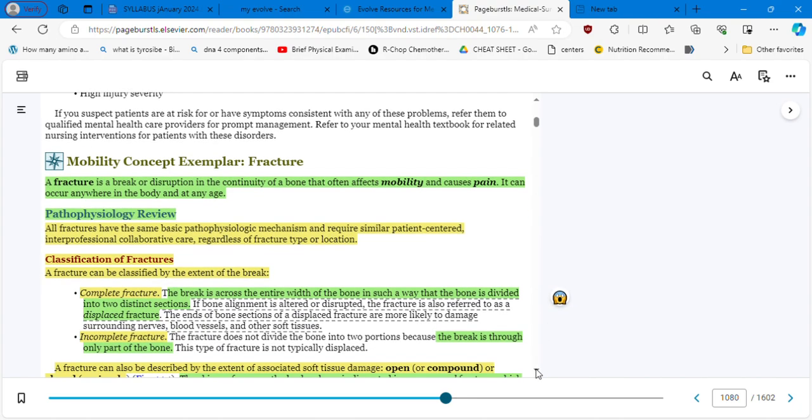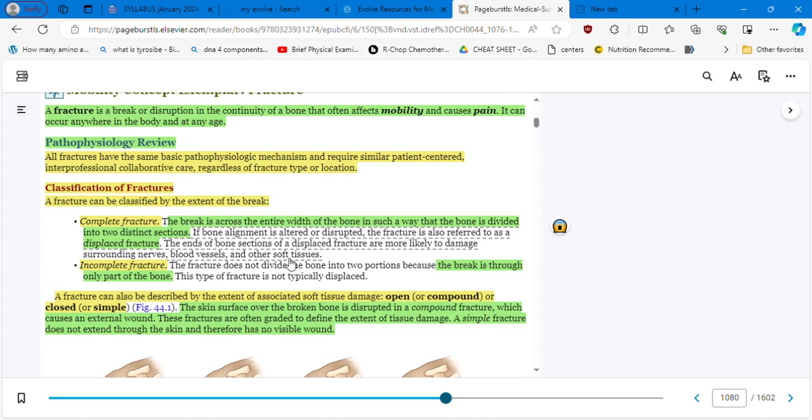Interprofessional collaborative care regardless of fracture type or location. Okay, classification. You have a complete fracture, when the break is across the entire width of the bone in such a way that the bone is divided into two distinct sections, okay? And if bone alignment is altered or disrupted, the fracture is also referred to as a displaced fracture. The ends of bone sections of a displaced fracture are more likely to damage surrounding nerves, blood vessels, and other soft tissues. So this is the displaced fracture.